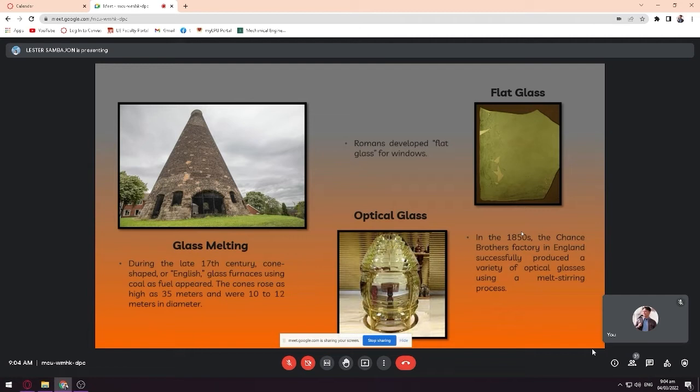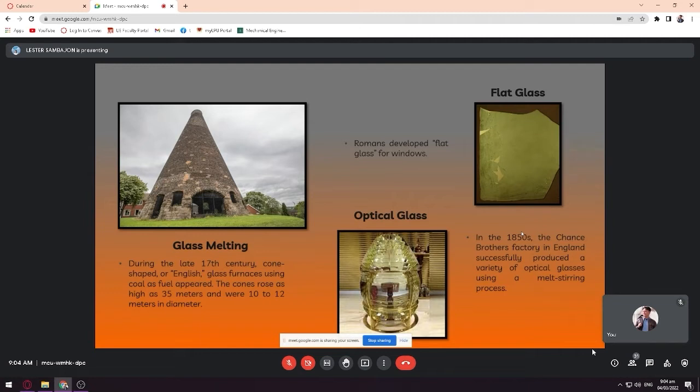Now let's go on to the flat glass. The Romans were perhaps the first to develop flat glass. They developed it for the purpose of using it for windows in a bathhouse, which has a greenish blue color. Now, this is obtained mostly by casting. And examples of flat glass were discovered in the ruins of Pompeii.